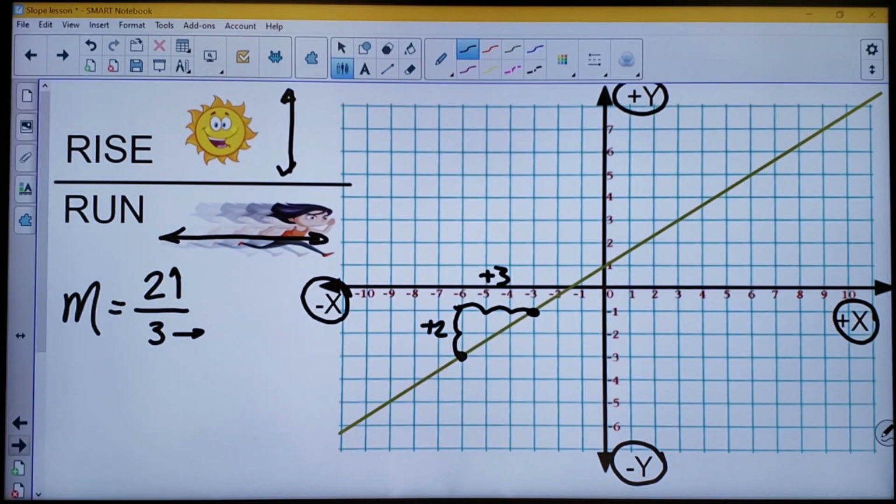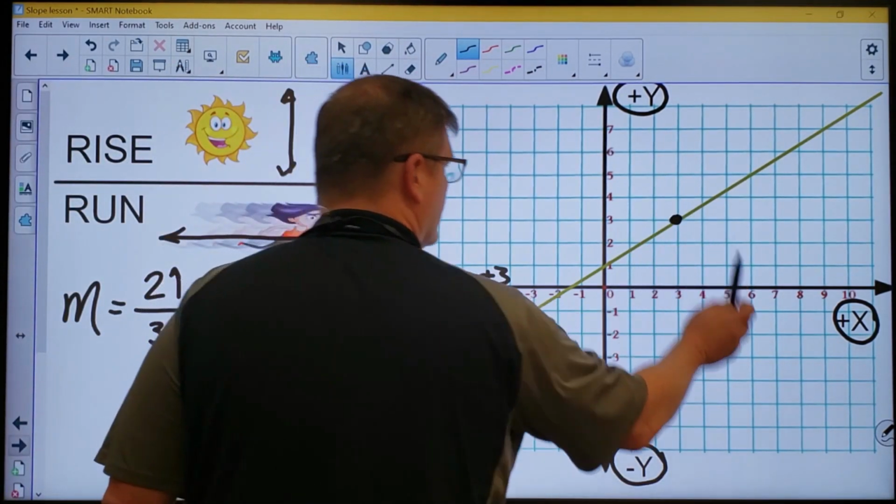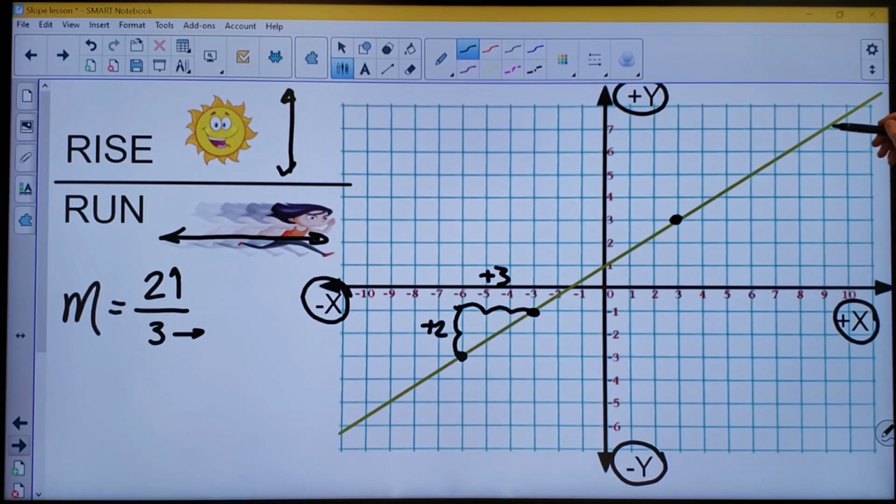Now something's interesting on this line. If we take a look at two other points, say, this point right here, and let's go all the way to this point.